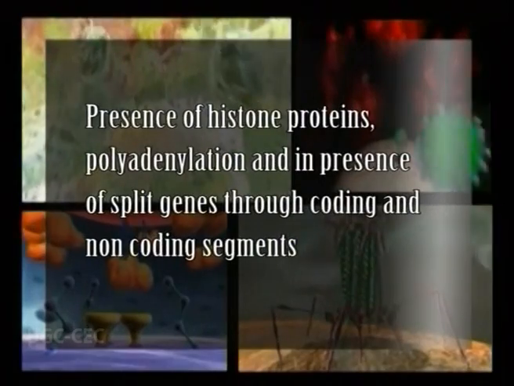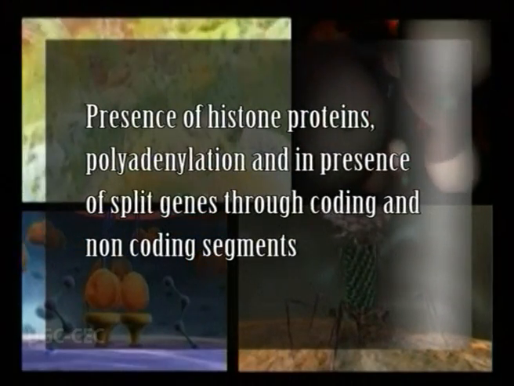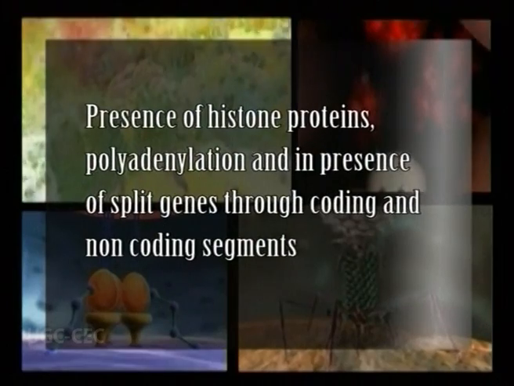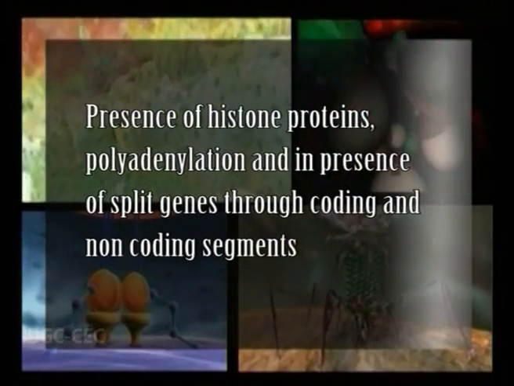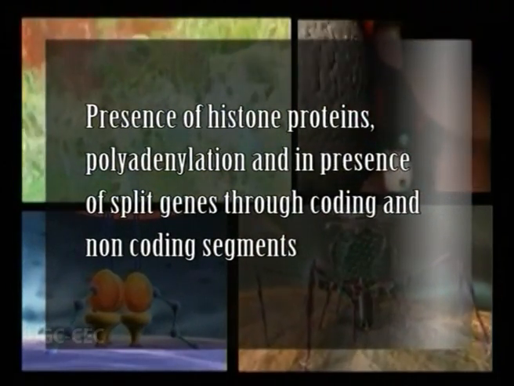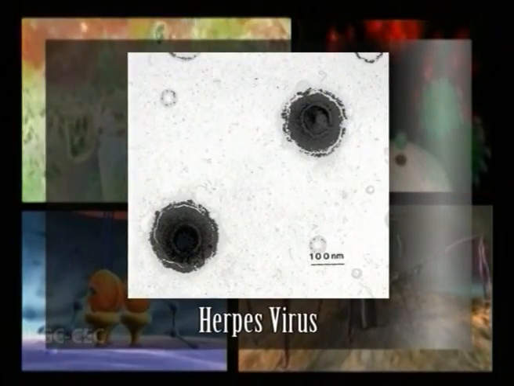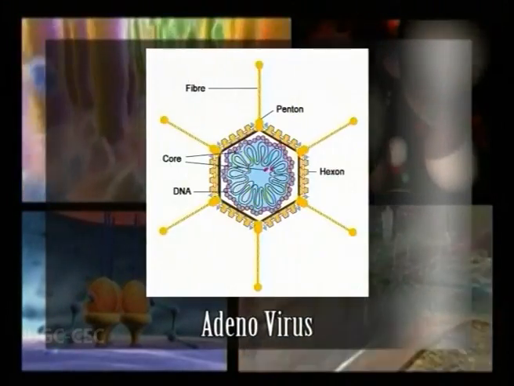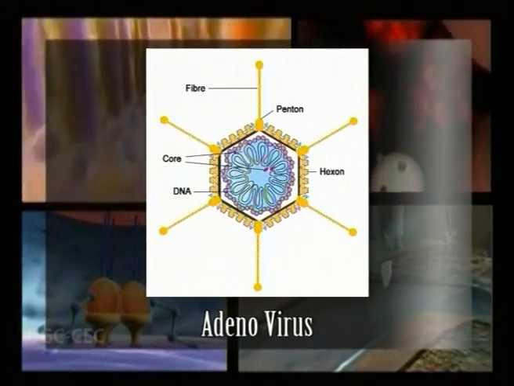Now, larger DNA genome. There is a large number of viruses whose genome is double-stranded and considerably large. The genome of these viruses resembles that of the host cellular genome in many respects, such as presence of histone proteins, polyadenylation, and presence of split genes with coding and non-coding segments. Herpes virus and adenoviruses are the examples of viruses with large DNA genomes.